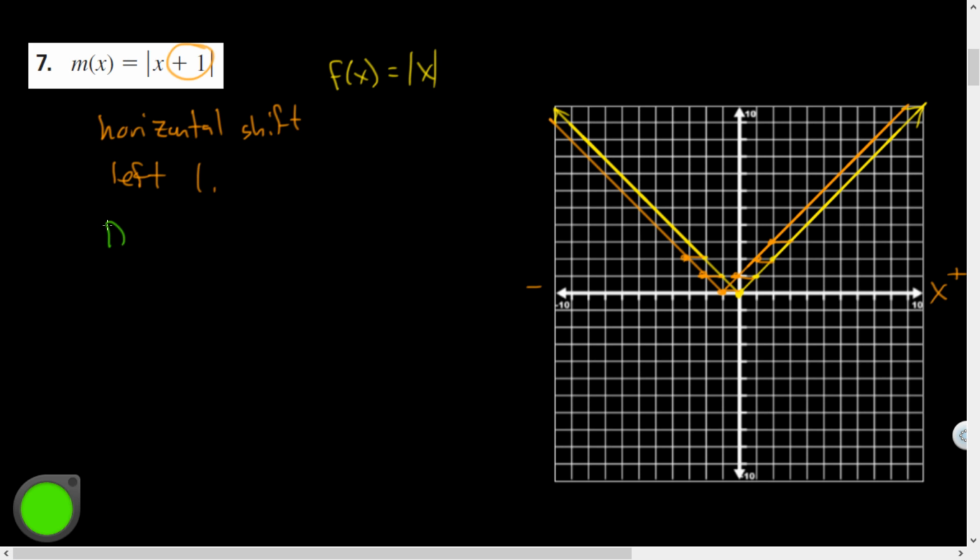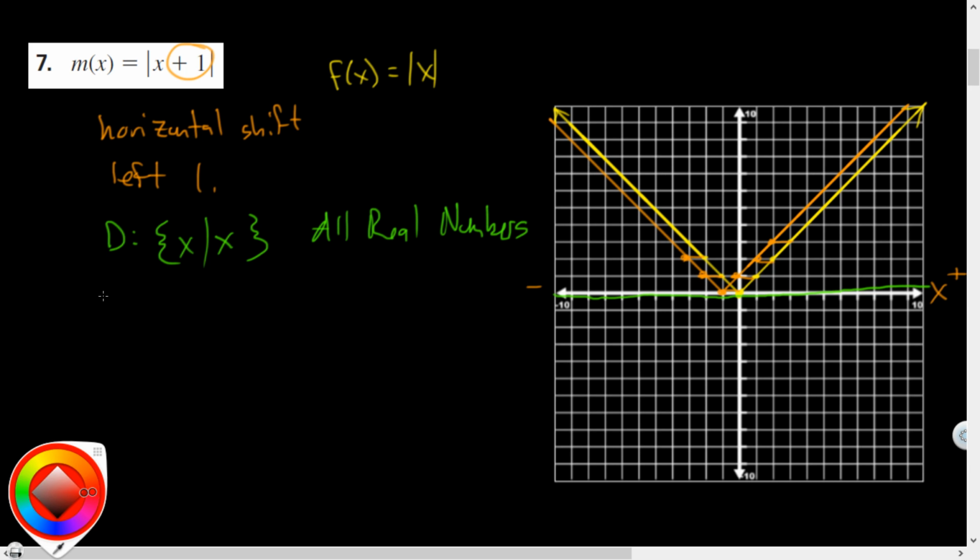Now, as far as the domain, did that change the domain for x? No, it still goes all the way to negative infinity. So all of those values will work, and it includes 0 still, and it goes all the way to positive infinity. So it's just the set of all x such that x is anything. All real numbers. And how about the range? Now the range didn't change from the parent function, but do you guys know what the range was to begin with?